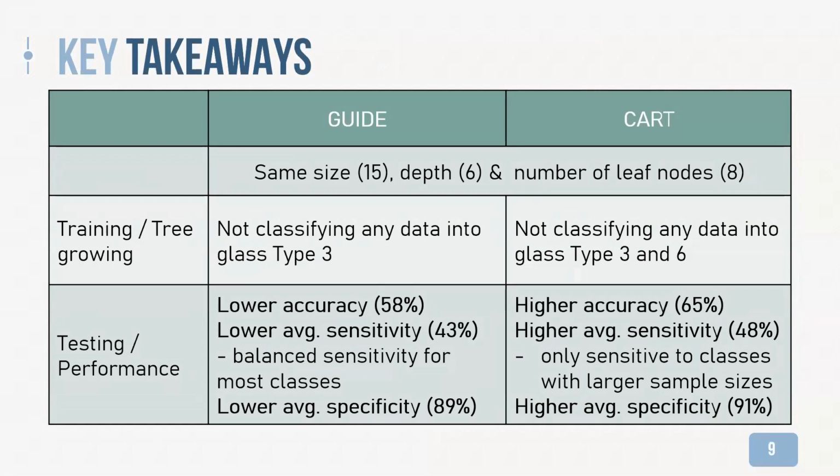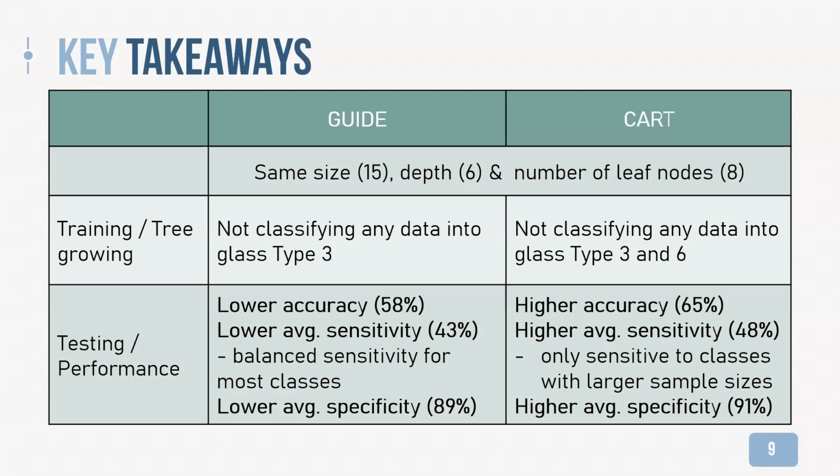And there is a summary of the comparison. First, by default, without tuning any parameters, GUIDE and caret will produce almost the same tree with a similar level of complexity. They have the same size. The number of nodes is equal to 15 for both, the depth of the tree is 6, and the number of leaf nodes is also the same, 8. But there are some differences. For training, GUIDE will not classify any data into class type tree. But for caret, apart from class type tree, also class type 6, caret will not classify any data into these two types.